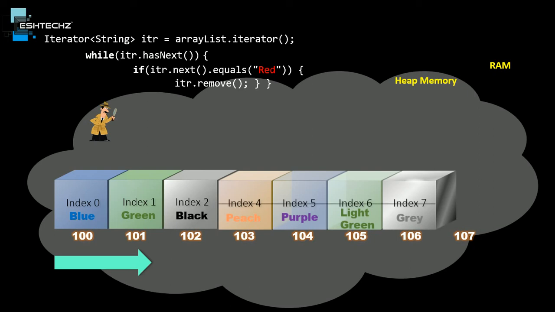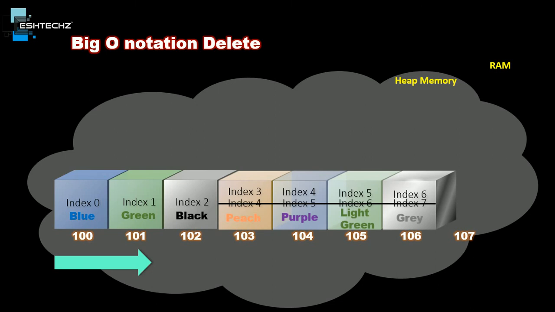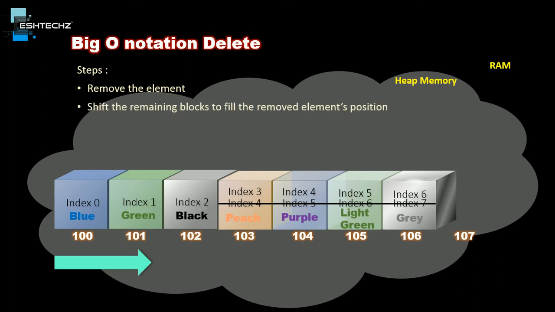Now let's take a look at the indexes. So now indexes will be updated to show index 3, 4, 5 and 6. So this is how the remove or delete works in ArrayList. Now let's take a look at the big O notation for the delete operation. Before that, let's take a look at the steps. So the first step was to remove the element. The second one was to shift the remaining blocks to fill the removed element's position.